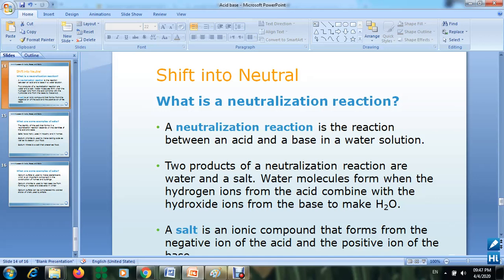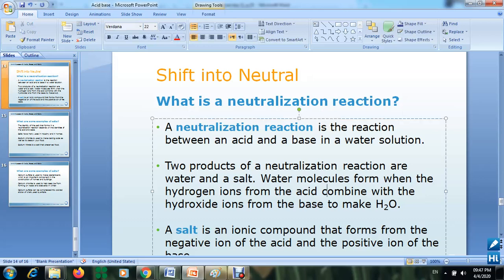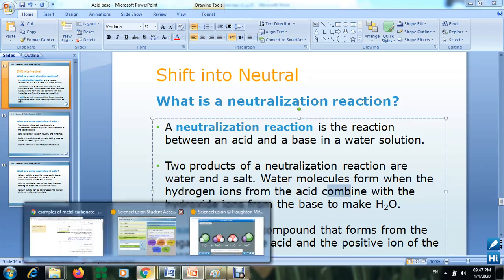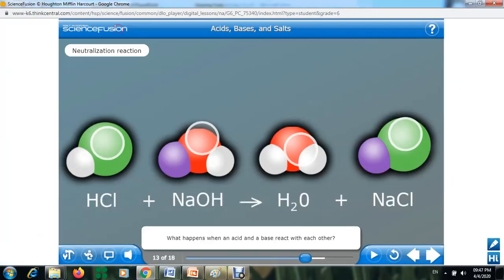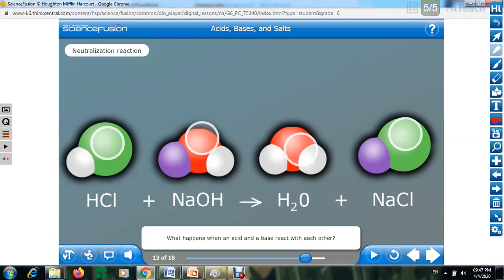How does the water molecule form? The hydrogen ion from the acid combines with the hydroxide ion from the base to make H2O. Look at this one to understand it. For example, a reaction between hydrochloric acid and sodium hydroxide. Hydrochloric acid is an acid. Sodium hydroxide is a base. When these two react together, what happens here? Look at this one.